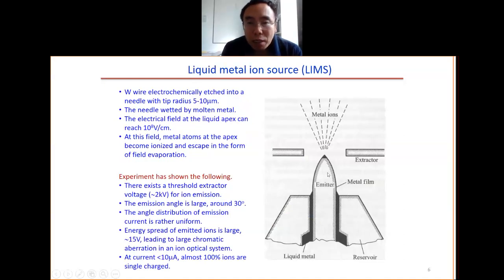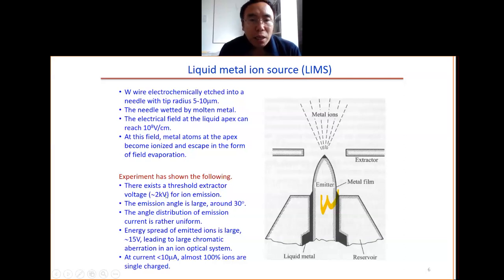You have an emitter here, usually made of tungsten. Then you have the liquid metal, which in this case is gallium. The metal will wet the surface, so it goes to the surface and moves to the tip part. We have a very high field, 10 to the power 8 volts per centimeter. Then it gets ionized, then gets extracted by this extractor, and ions come out.